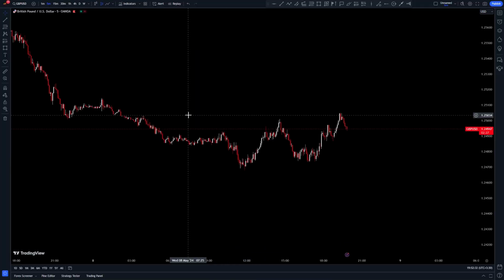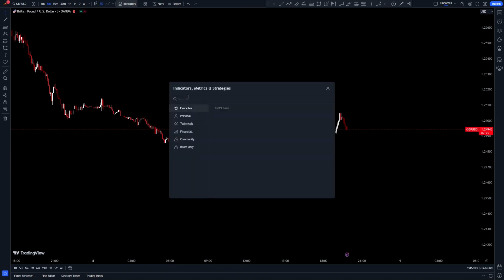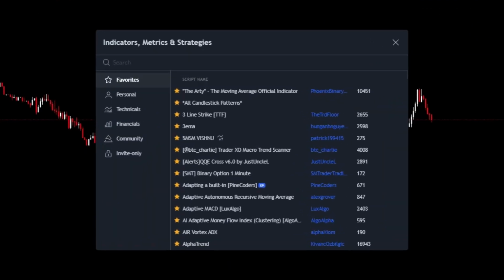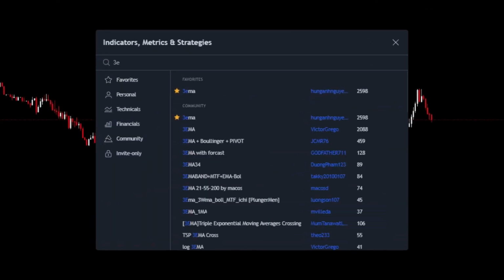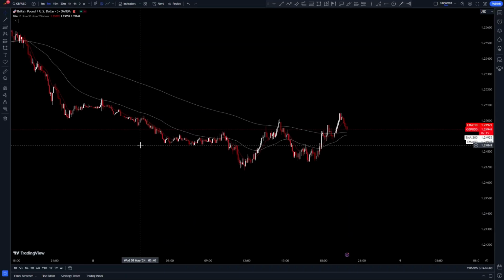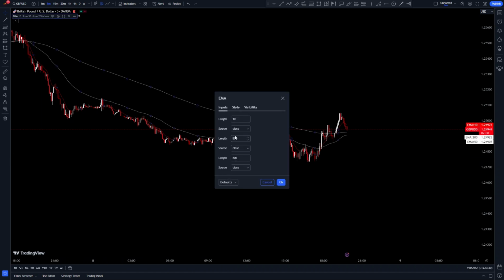Let's add the indicators to the chart. Go to the TradingView website and search for the 3 EMA indicator, then add it to the chart. Enter the indicator settings, go to the Inputs tab, and change the length of the first moving average to 50. Then change the length of the second moving average to 150.